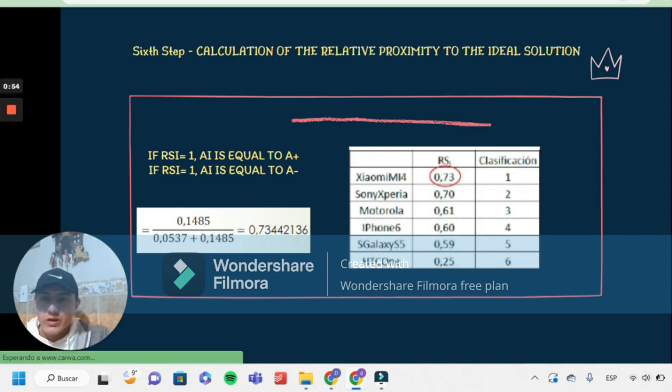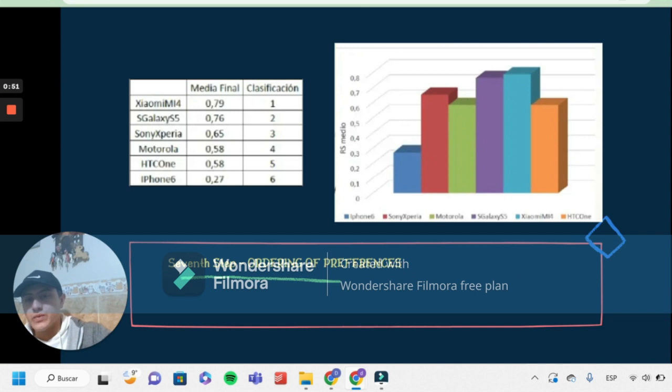So in this scale, we are going to classify the numbers from the lower to higher, and this will give us the ideal solution. In this case, Xiaomi is the ideal solution that best suits the preferences of our group of people. So this is the final step, the ordering of the preferences. And then we can do a graphic that is going to show us how we can visualize the best solutions.